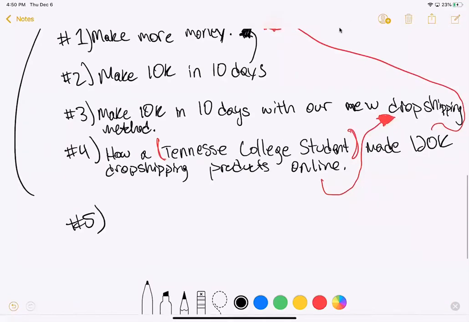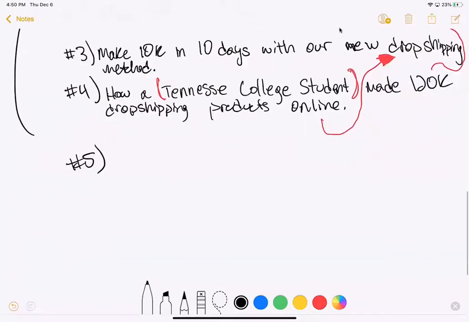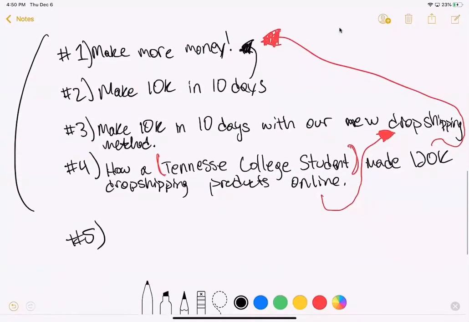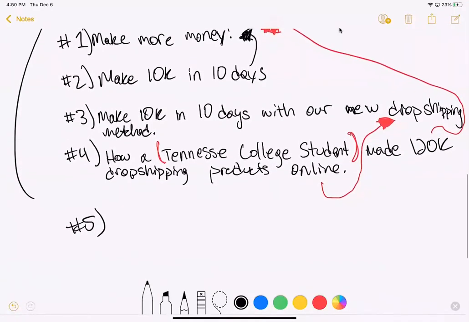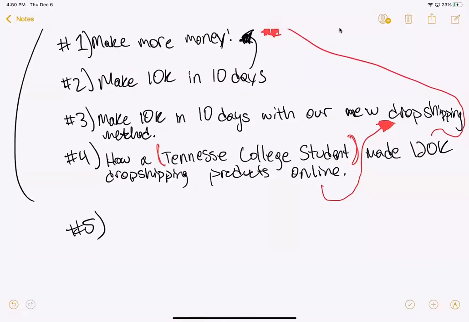So if it's like a short ad, I'm not going to use the same I'm not ashamed of my smile anymore thing. Like for BizOp, it's because people want to feel successful. People want to be like top dog kind of thing. Like that's what almost everybody wants. So that's what you would focus on when you're identifying them.